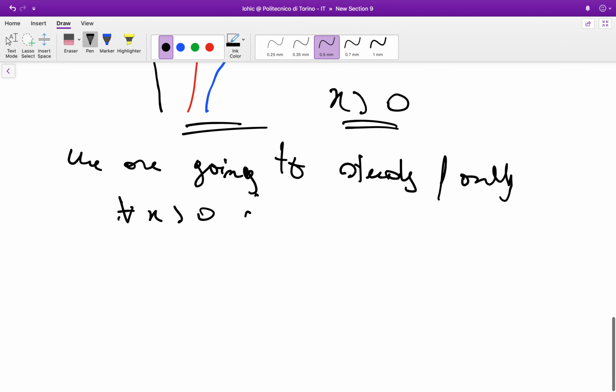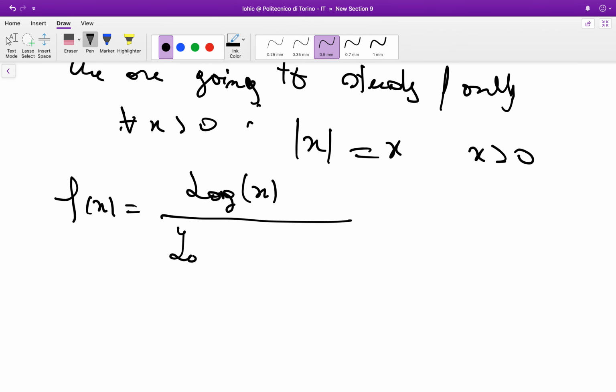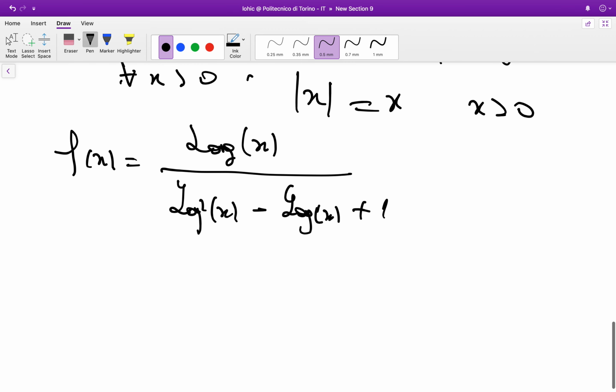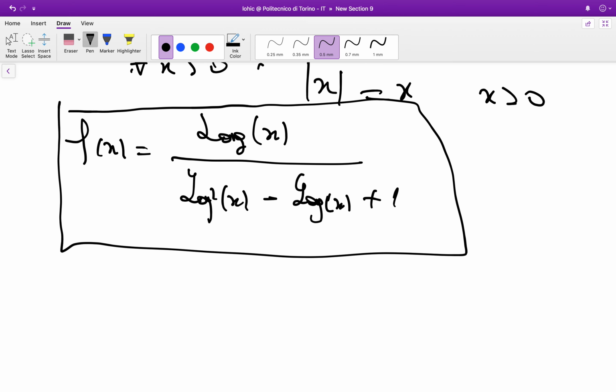Now, I repeat that the absolute value of x is exactly equal to x if x is greater than 0, right? So for x greater than 0, the function f of x will become what? Just the log of x divided by log square of x minus log of x plus 1. Yes or not?